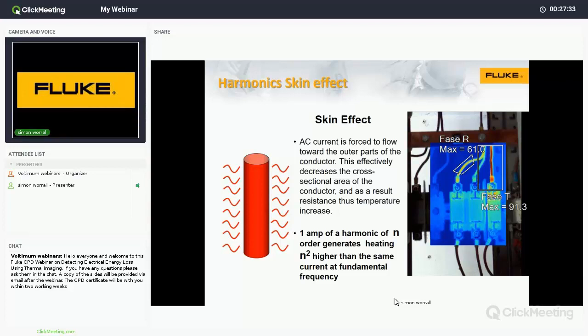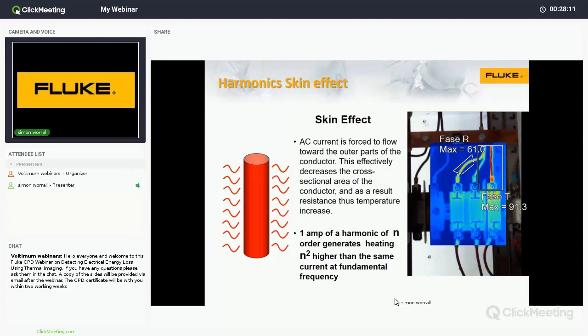But 1 amp of harmonic of n order generates heating n squared higher than the same current at fundamental frequency. Let me try and make this a bit clearer. If I have 1 amp of current flowing at 50 hertz, my fundamental, that would create X amount of heat. If I had 1 amp of fifth harmonic flowing, that will be n squared. So 5 squared is 25 times the 1 amp. So we have the equivalent heating effect of 1 amp in our fifth as 25 amps in our fundamental.